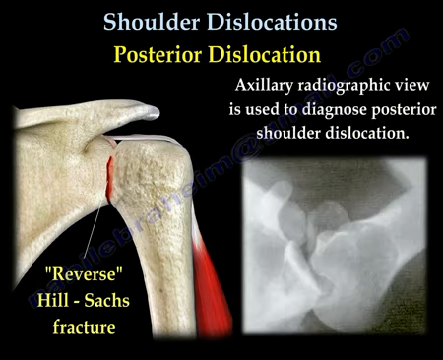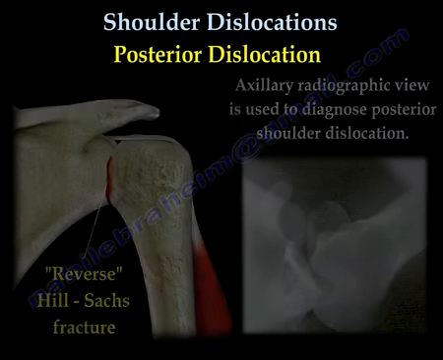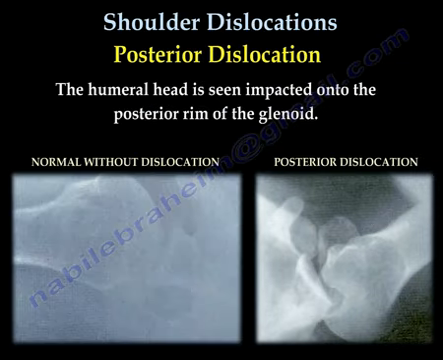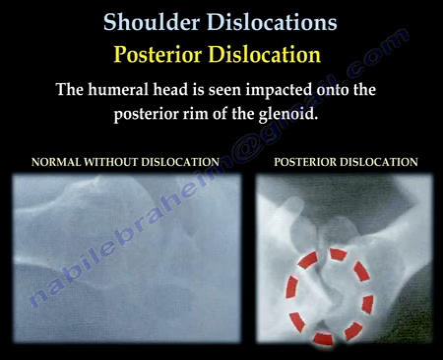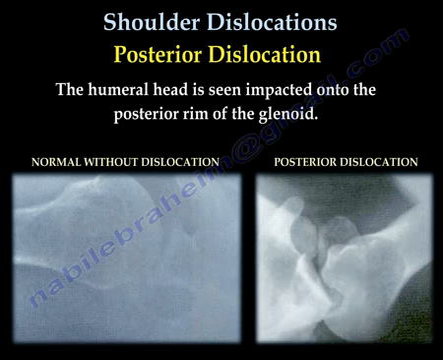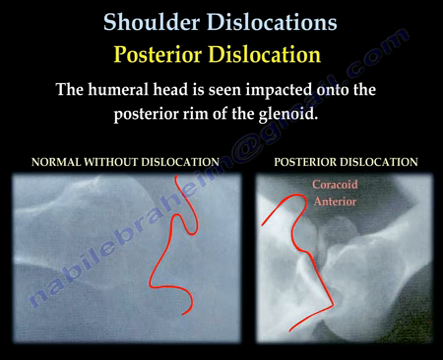Axillary radiograph is the best to diagnose posterior shoulder dislocation. You can see two axillary views. On the left, a normal one without dislocation. On the right, it is a posterior dislocation of the shoulder. How do I know that? Because the coracoid is anterior and the humeral head is going posteriorly.